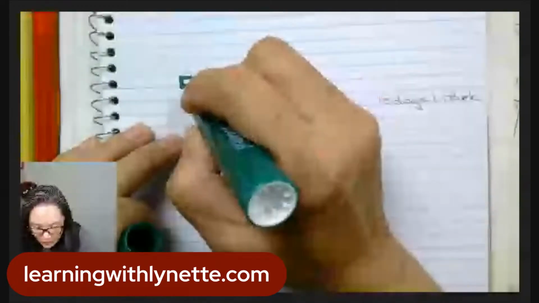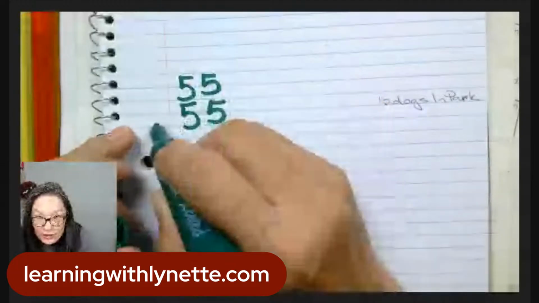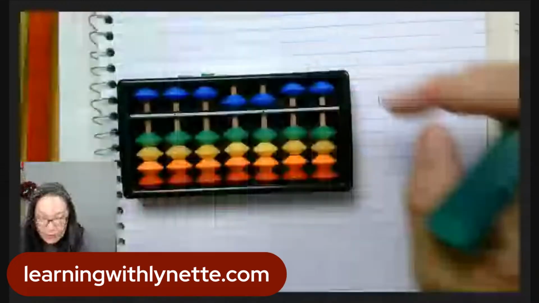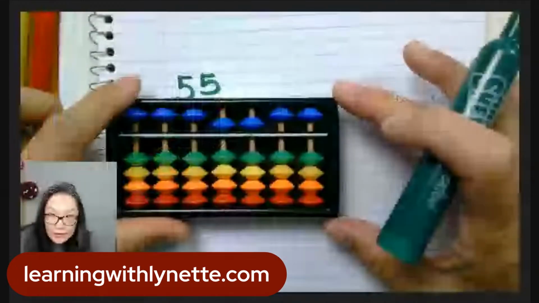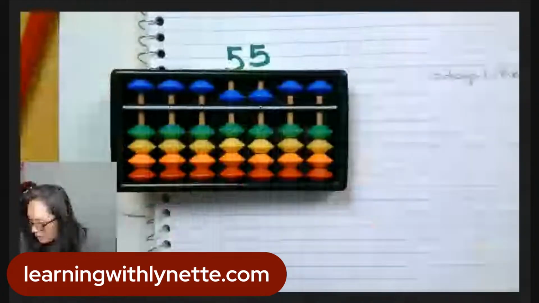So when we look, we have 5 plus 5, and then we're going to add it. The first thing we're going to do is put 55 on our abacus. That's what 55 looks like. When we add 55, what are we going to do?